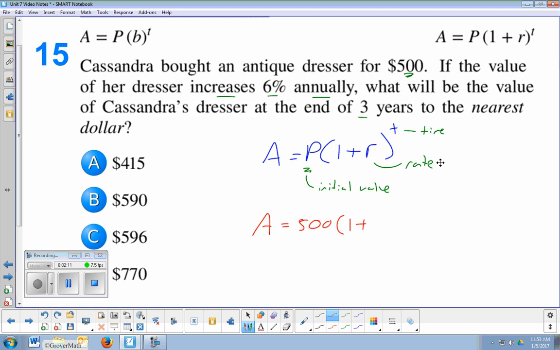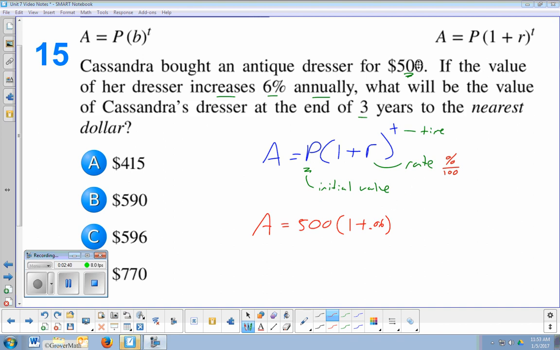Now for R, it's important that it is your percentage divided by 100, because what we really want is the decimal form of that. So 6%, if we did 6 divided by 100, is 0.06. And it's important to do that. Otherwise, if you did 1 plus 6, it's going to be a much quicker growth than what we're looking for here. And your answer should make sense.